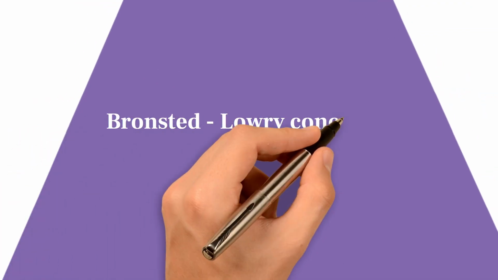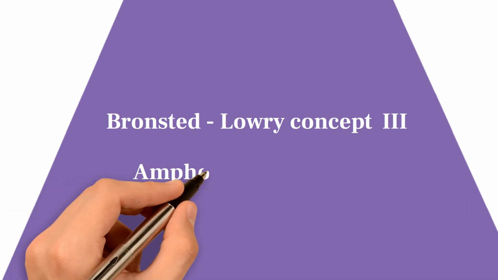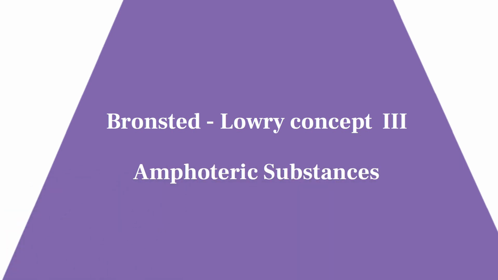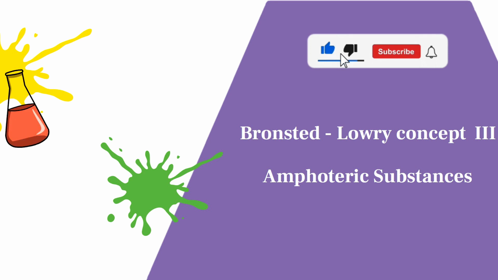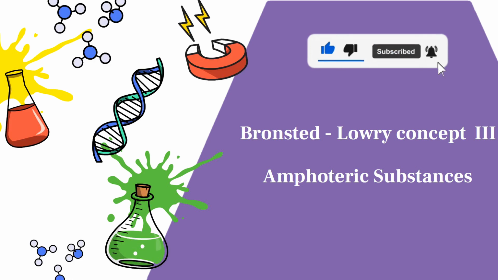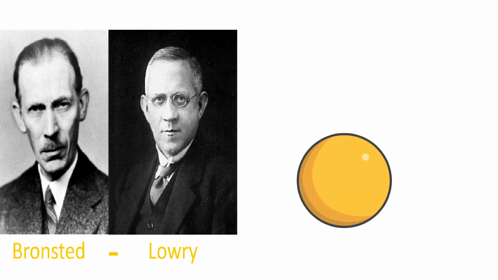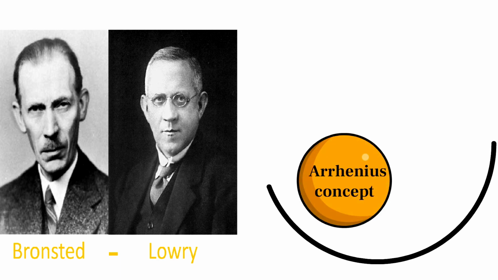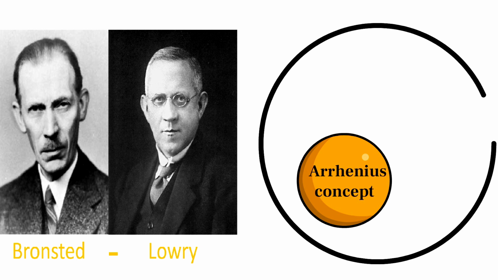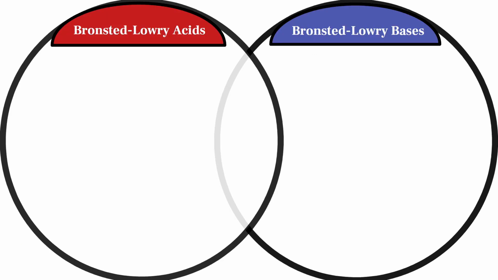Bronsted-Lowry concept, part 3: amphoteric substances. As we mentioned in the previous 2 parts, the scientists Bronsted and Lowry came up with a concept for both acid and base that is more comprehensive than the concept of Arrhenius. So let's first get acquainted with the Bronsted-Lowry acids and bases together.